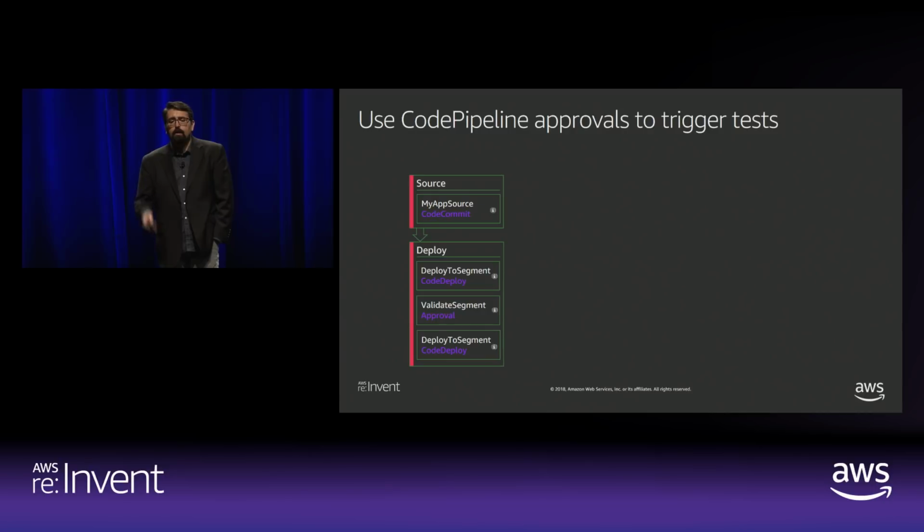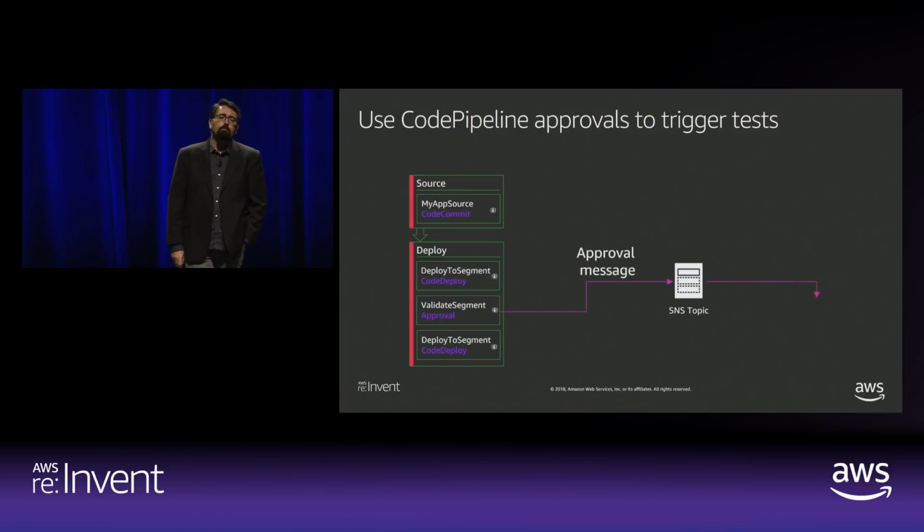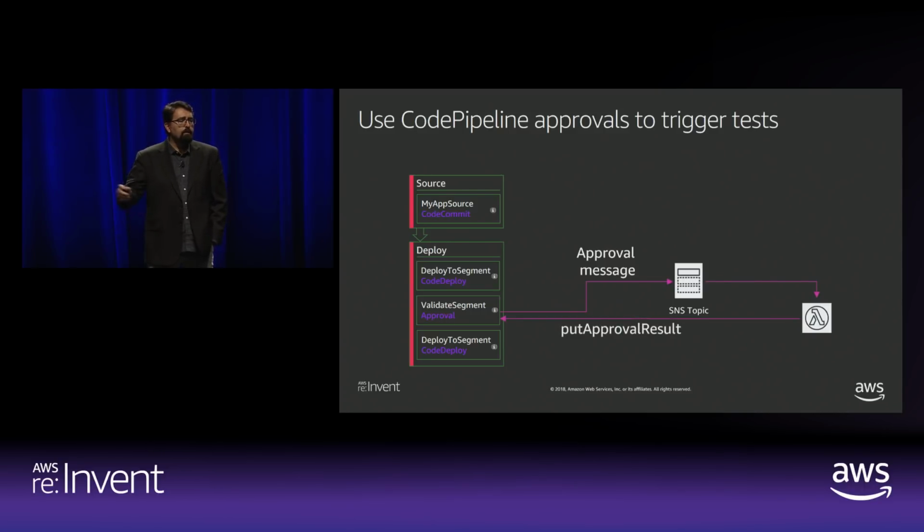And so we're going to show you how to leverage the approval action to customize kind of an approval gate. So using an approval action, we're going to blast out an approval message to an SNS topic, which will then trigger a Lambda that will go through, do our validation, and respond back as to whether that approval is good to go or not.